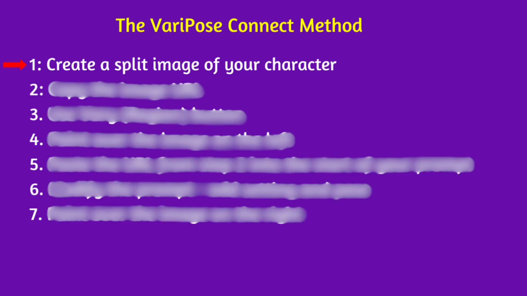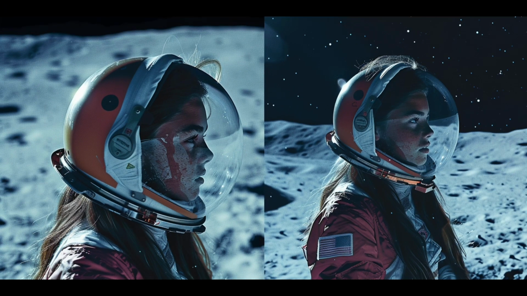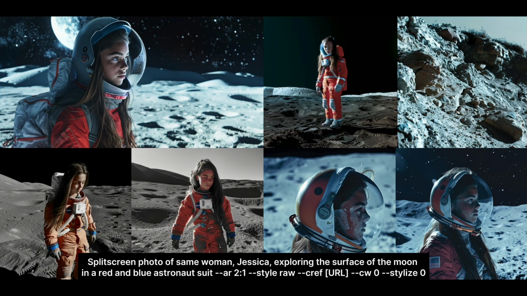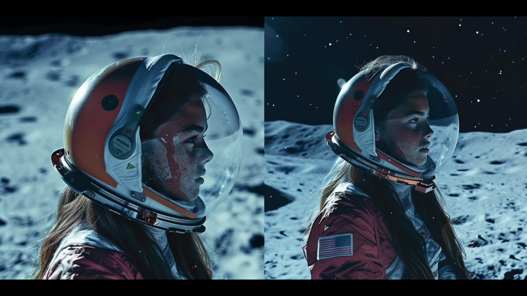First, create a split image from your base image. I used this prompt: split screen photo of same woman, Jessica, exploring the surface of the moon in a red and blue astronaut suit. I set the aspect ratio to 2:1, and I pasted the CREF URL from my original base image along with CW0. Here's the result. Notice how closely the suits match. It's not quite 100% perfect though.